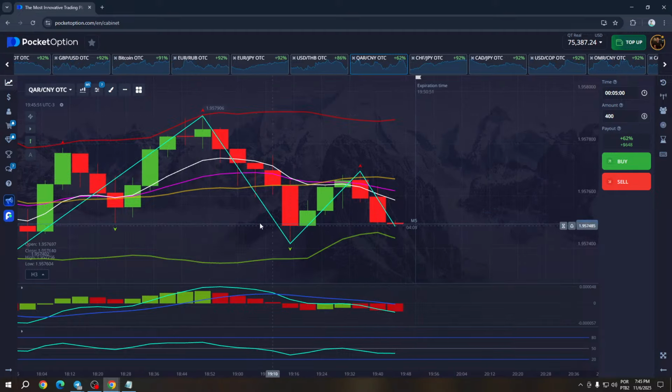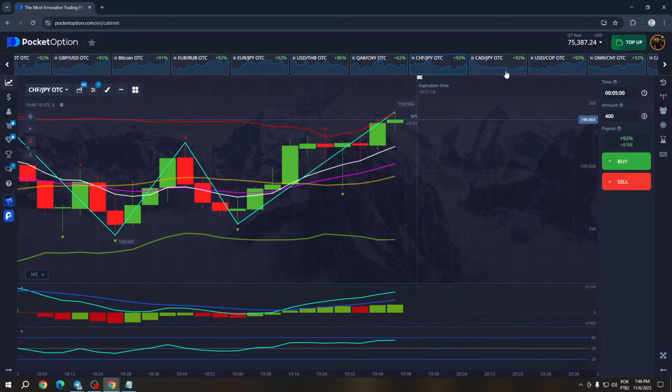The candle just passed through the middle line, from the resistance zone to the support zone. It tries to get a correction and pull back to pass through the middle line, loses the strength, and starts to go down again. So for the next 950, you can use the sell button, but we only have 62% on the payout. Okay.